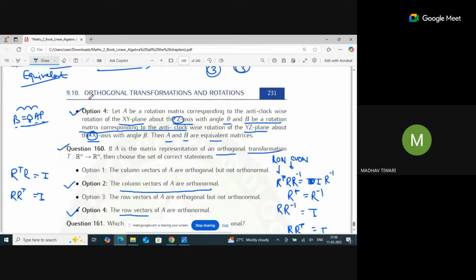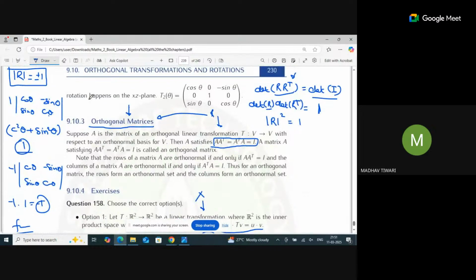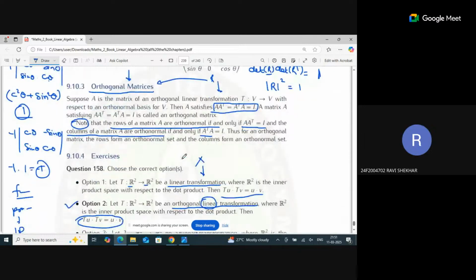So if you look at a statement just above it here: rows of a matrix are orthonormal if and only if this is possible. And if this condition is satisfied, then columns are orthonormal, and if this one is satisfied, then rows are orthonormal. Is that clear now? Yes, yes, yes.